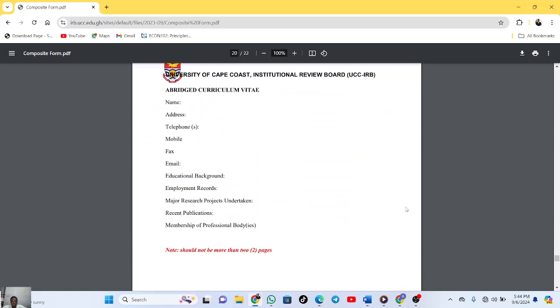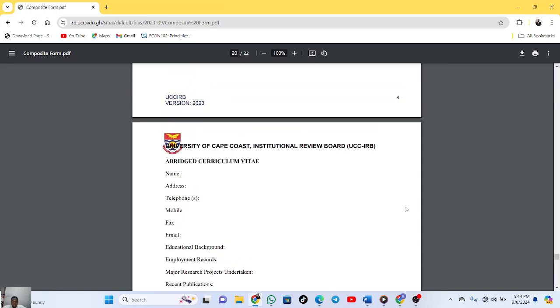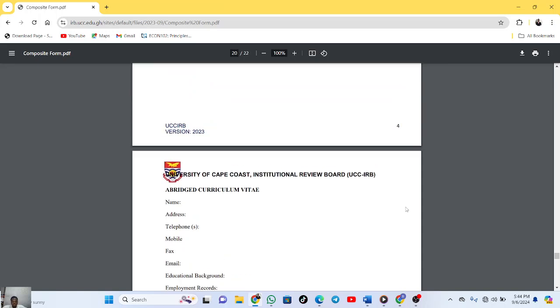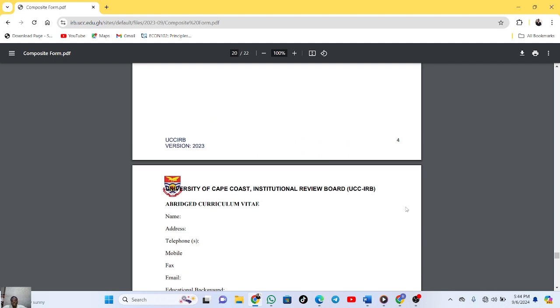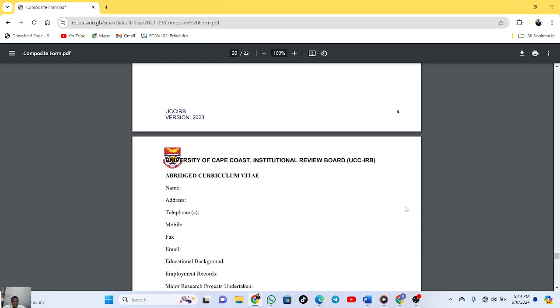So the next document is the CV. After the checklist, the next document that you're supposed to bring is the data collection instrument, which is going to be provided by the researcher or the investigator. So whether you are using a questionnaire or interview, you should bring your interview guide or questionnaire, the work that you are submitting to IRB for ethical grounds.